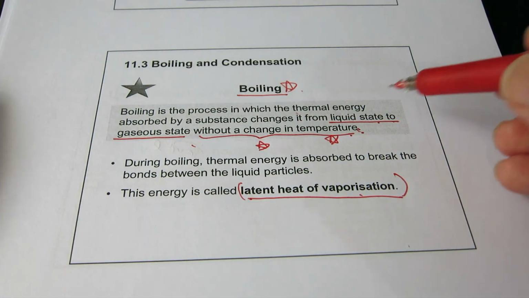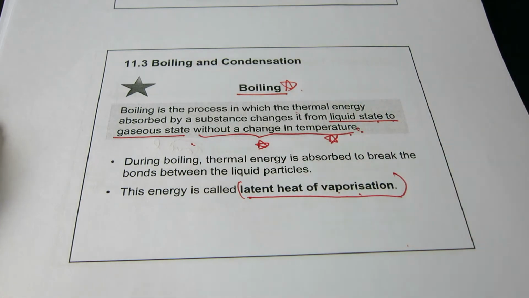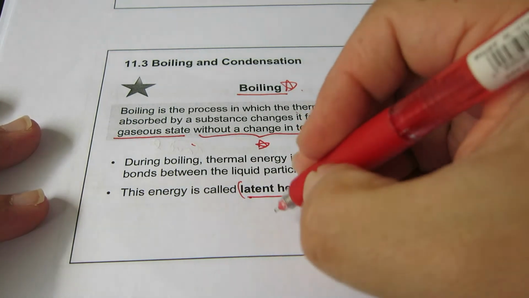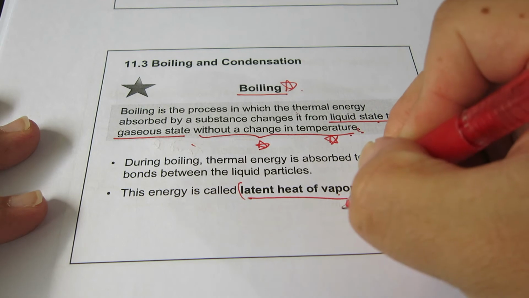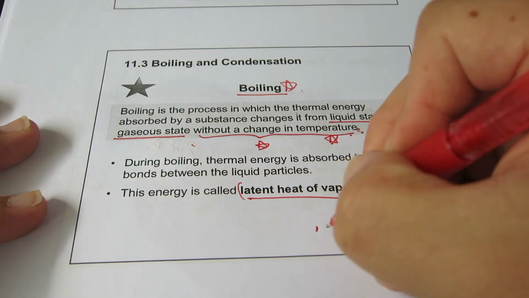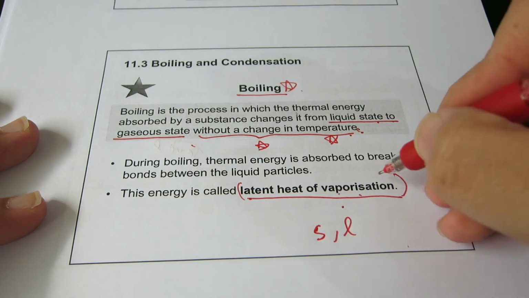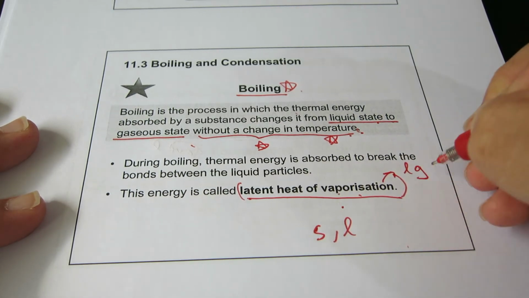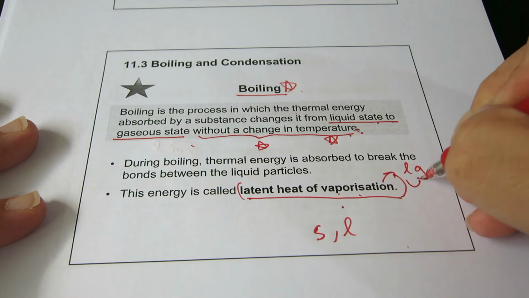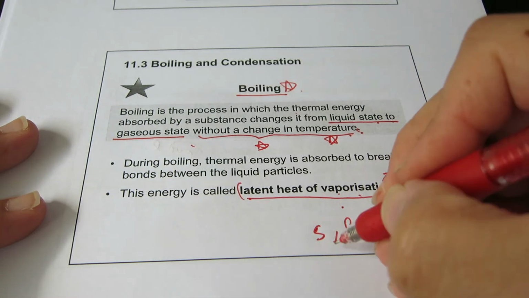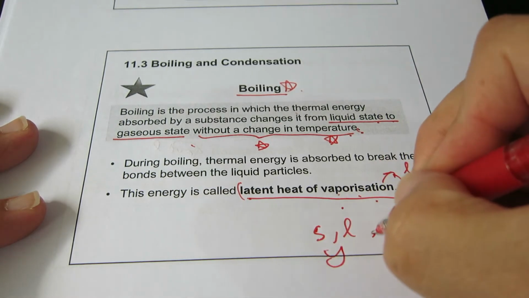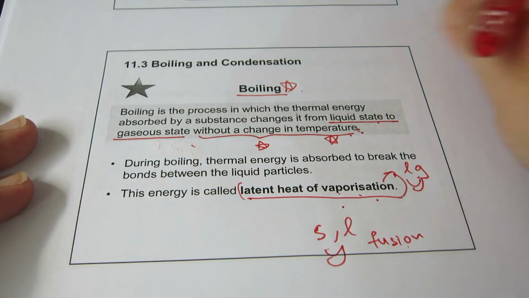The energy used up in the boiling process is called the latent heat of vaporization. Just now you had latent heat of fusion. Latent heat of fusion entails change of state between solid and liquid, while vaporization is between liquid and gas. Be it liquid to gas or gas to liquid, it is vaporization. Solid to liquid, liquid to solid is called fusion. Latent heat of fusion or latent heat of vaporization.